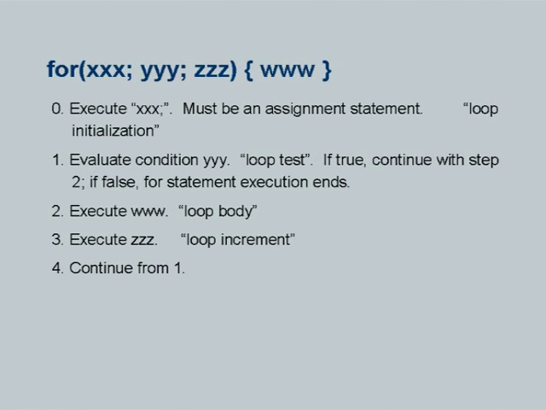First, XXX is executed, so it must be an assignment statement. It is called loop initialization. Next, evaluate condition YYY. This is called loop test. If that test is true, that means the answer to that question is yes, you go ahead with step 2, otherwise for statement execution ends completely. If you get into the for loop, you execute WWW, which is called the loop body. At the end of executing the loop body, you execute the increment i equal to i plus 1, which is written as ZZZ. That is called loop increment.